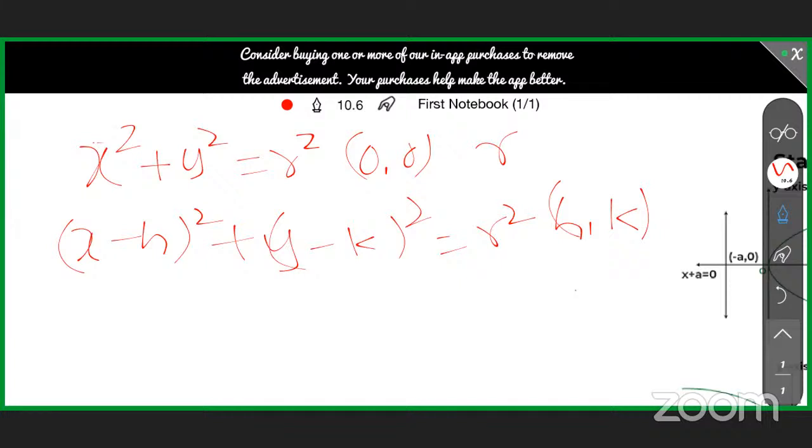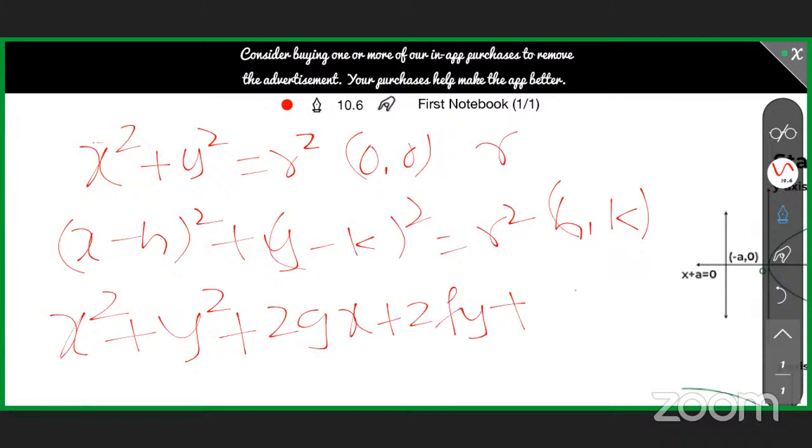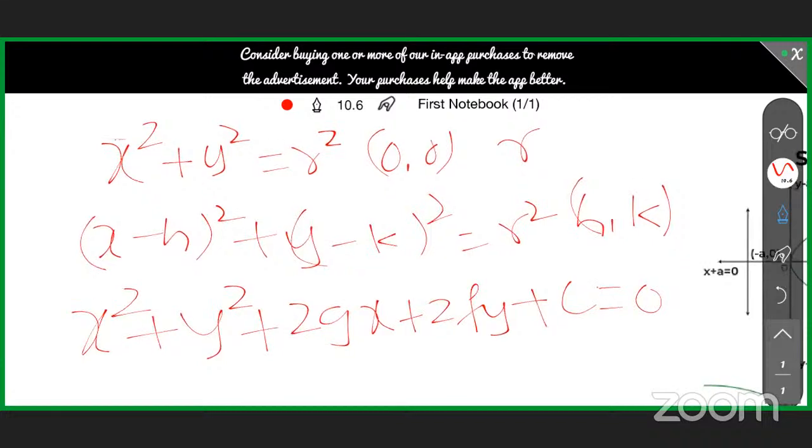Then we also discussed the general form of the equation of a circle. The general equation of the circle is x square plus y square plus 2gx plus 2fy plus c is equal to 0. And the center of this circle is minus g comma minus f, and the radius is root of g square plus f square minus c.